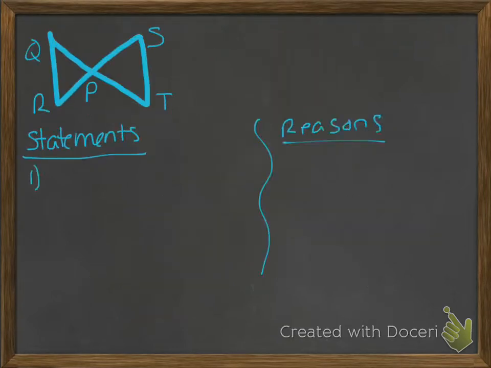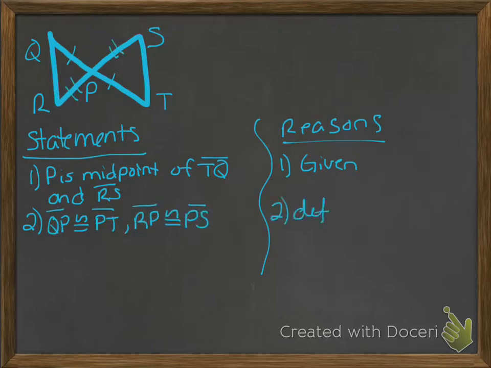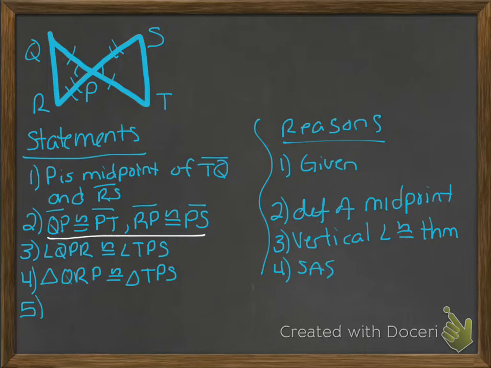Okay, so when we have our statements and reasons, the first thing we're always going to write is going to be our given. The only thing we're given here is that P is the midpoint of TQ and RS. So then after that, and what I did is I put them in the same one because they're using the same reason, but I said that QP is congruent to PT and RP is congruent to PS because of my definition of a midpoint.